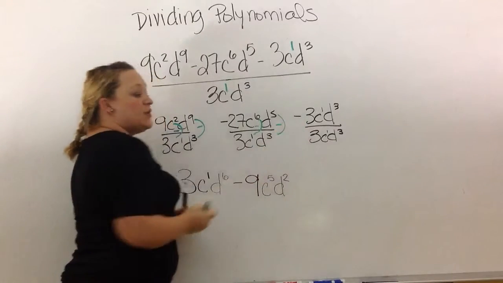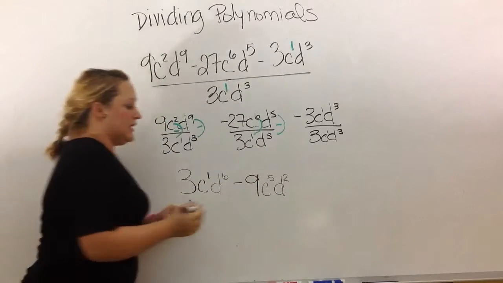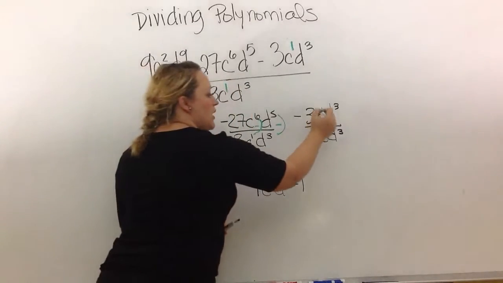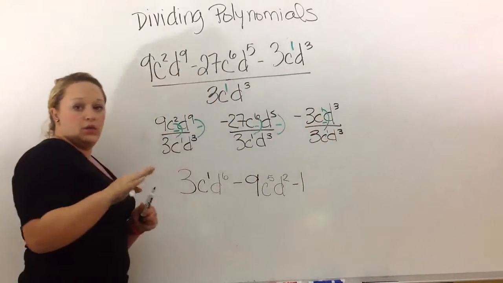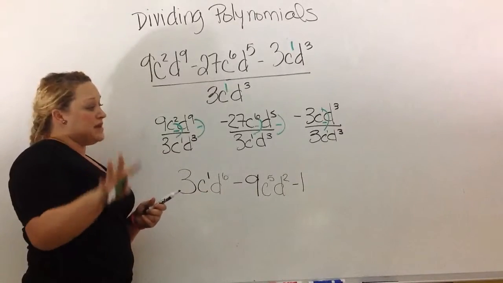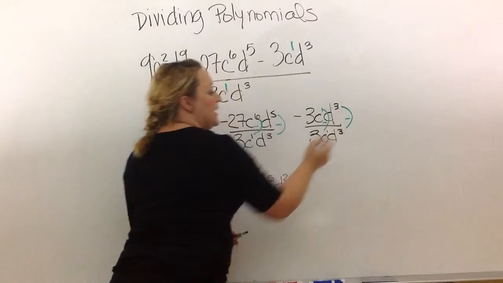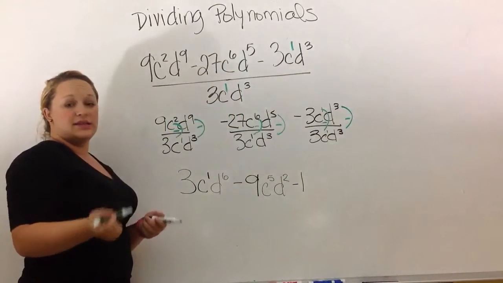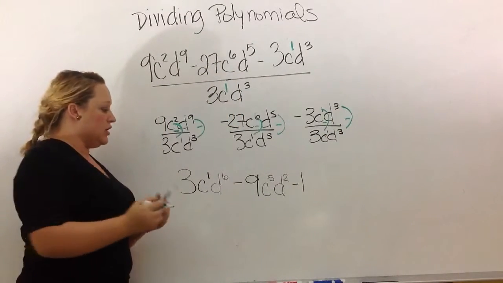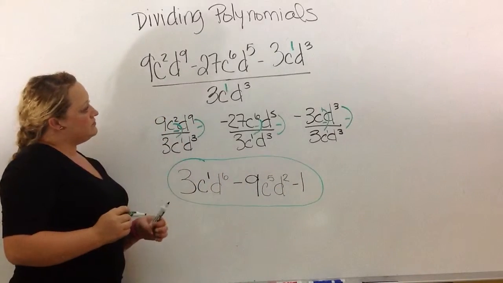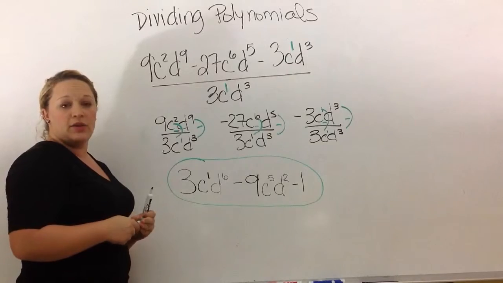I have negative 3 divided by a positive 3. That's going to give me a negative 1. C1 minus C1 would be 0, so that one's going to completely cancel. We don't need to write it. D3 minus D3 is going to give us D to the 0 power, which means we don't write it either. So this is our final answer. That's how you divide polynomials. I hope that helps.